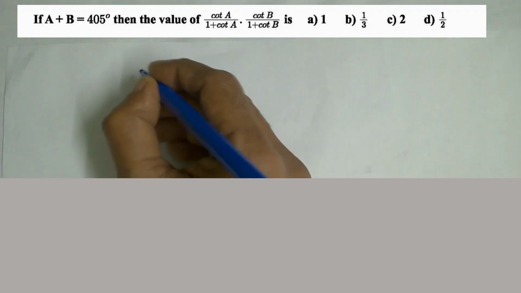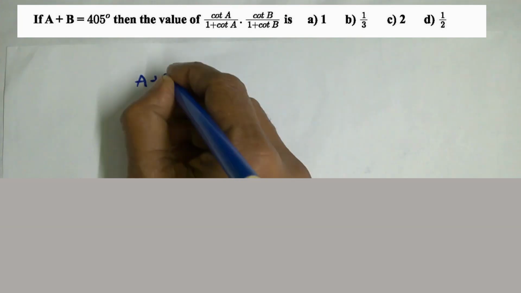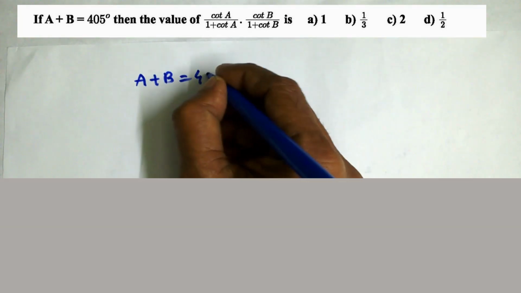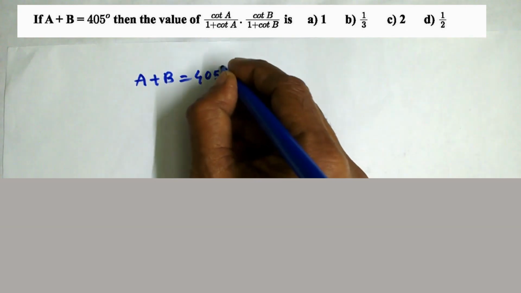Here, first write the given condition: if a plus b is equal to 405 degrees. So writing first a plus b, that is equal to 405 degrees. We have to find the value of cot a by 1 plus cot a into cot b by 1 plus cot b. See, cot a and cot b should be separated. That is, either cot a should be found out in terms of cot b, or cot b in terms of cot a.